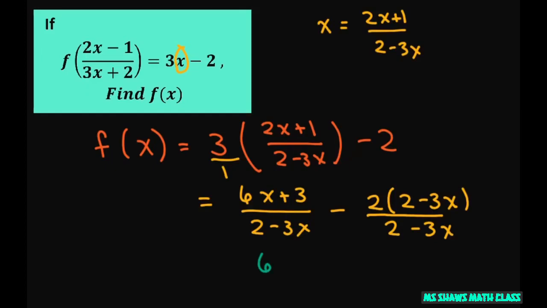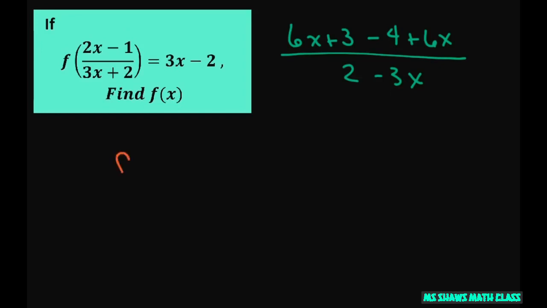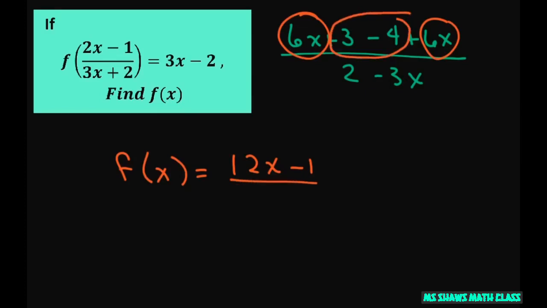All right. Now let's simplify it more here. So we're going to get 6x plus 3, and don't forget to distribute, so it's going to be minus 4 plus 6x, divided by 2 minus 3x. So with that, let me do it again: 6x plus 3, and then we had minus 4 plus 6x, divided by 2 minus 3x. So f of x equals 12x minus 1 for those two, divided by 2 minus 3x. And that would be your final answer.